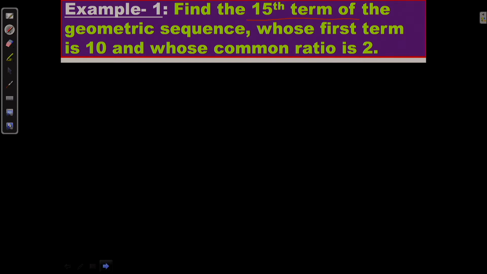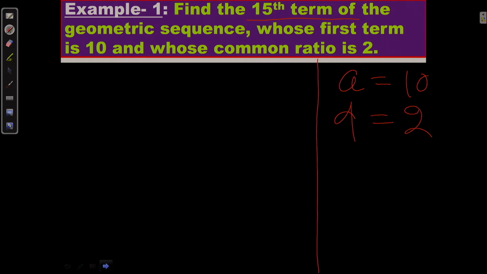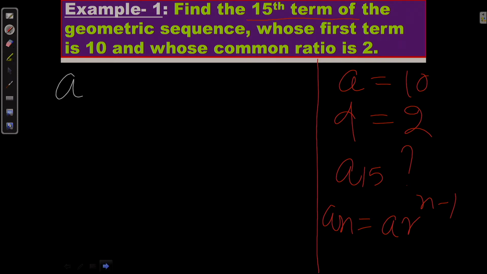First term means a is given as 10, and the common ratio is given as 2. That is the given part. A is 10, r is 2, and we are going to find the 15th term. We already know the formula a_n equals a r raised to the power n minus 1. When solving this type of problem, we must understand the formula, because that formula gives you the result.